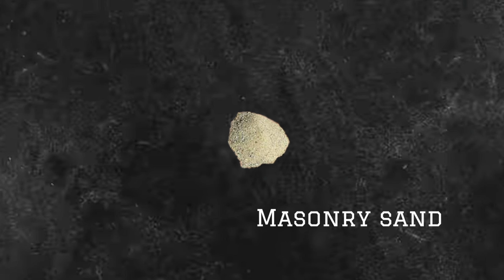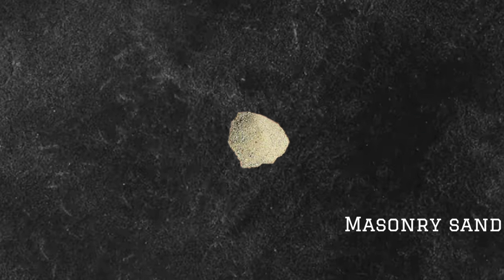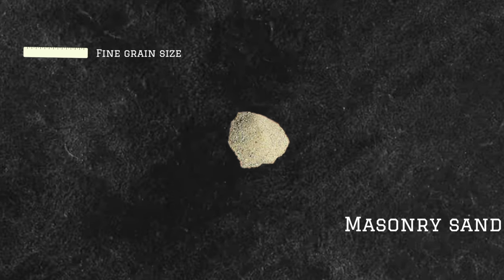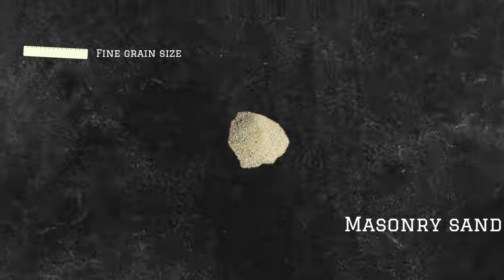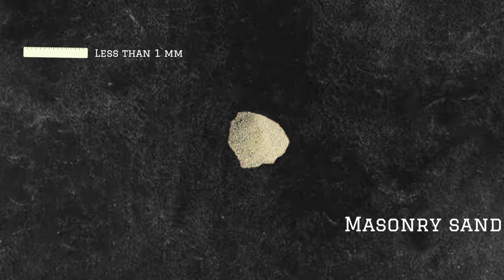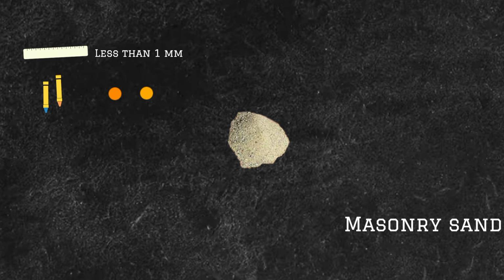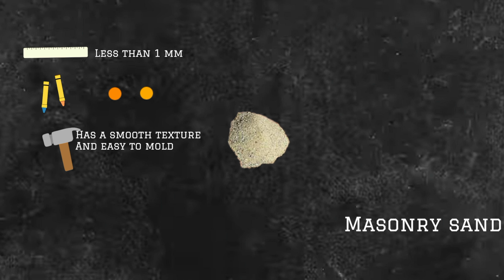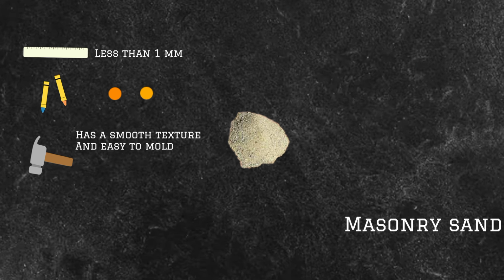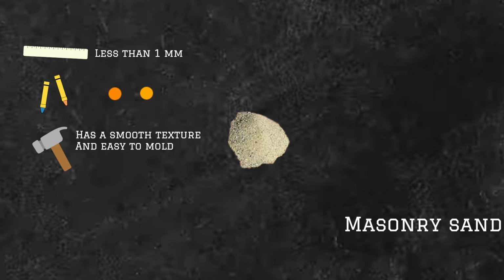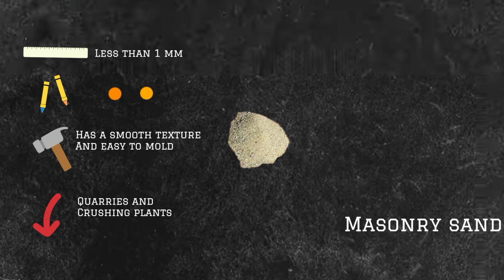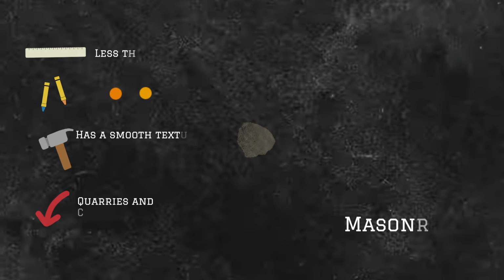Masonry sand. Masonry sand, also known as building sand, is typically fine in grain size, usually less than 1 mm. It often has a light brown or consistent tan coloration. This sand is known for its very smooth texture and is easy to mold, making it ideal for mortar. It is often sourced from quarries or specific rock crushing operations.